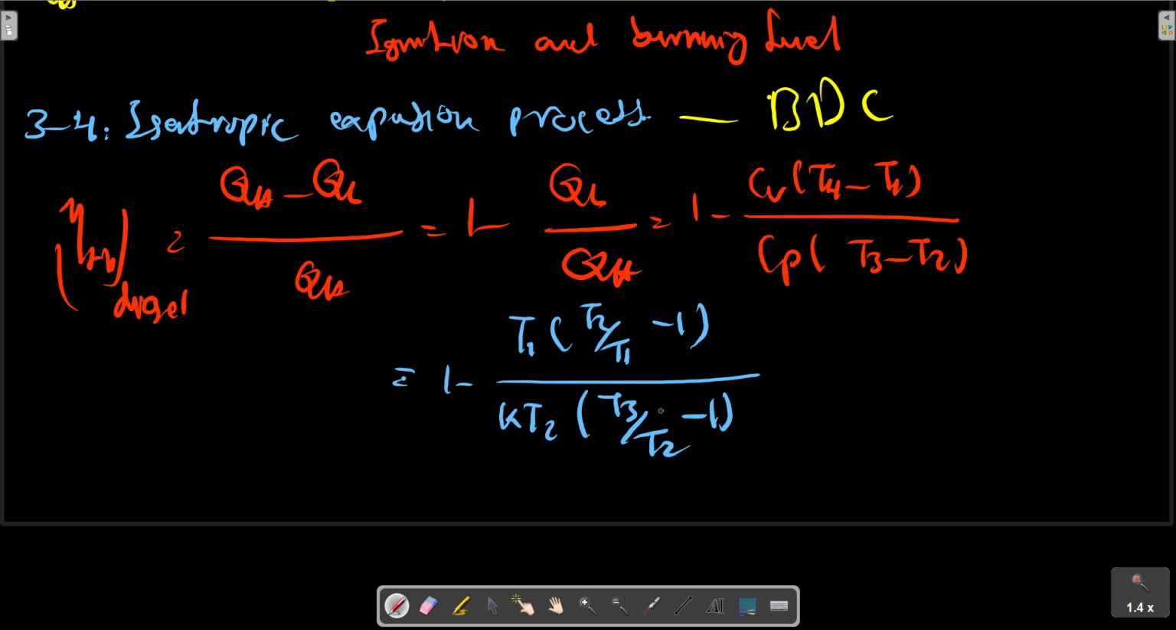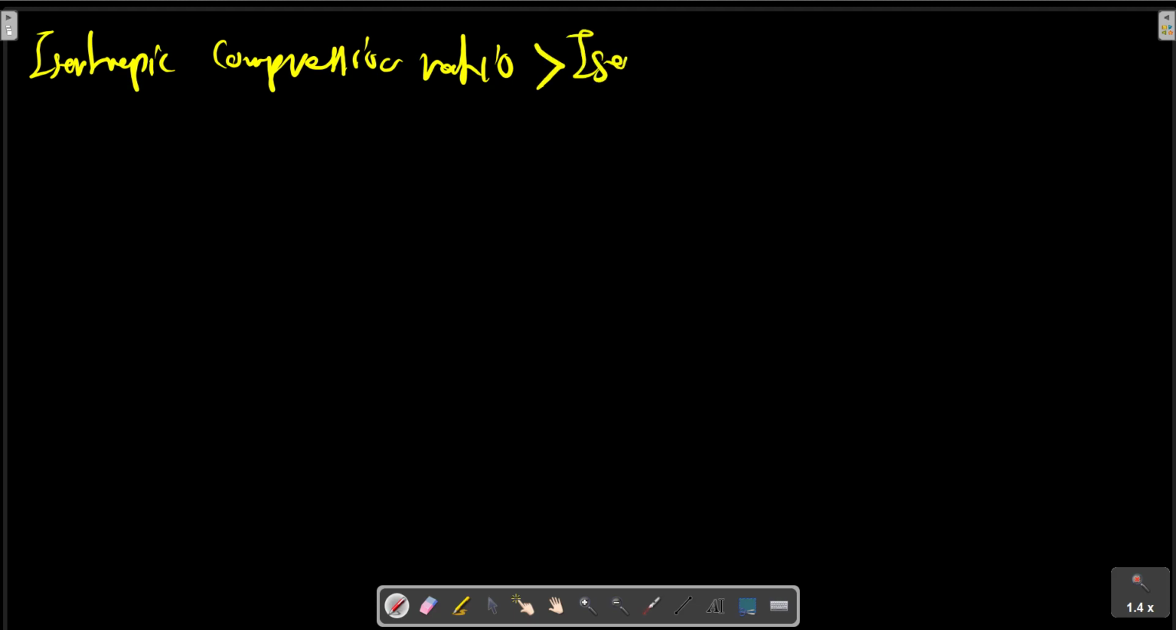The isentropic compression ratio is greater than the isentropic expansion ratio in the diesel cycle.